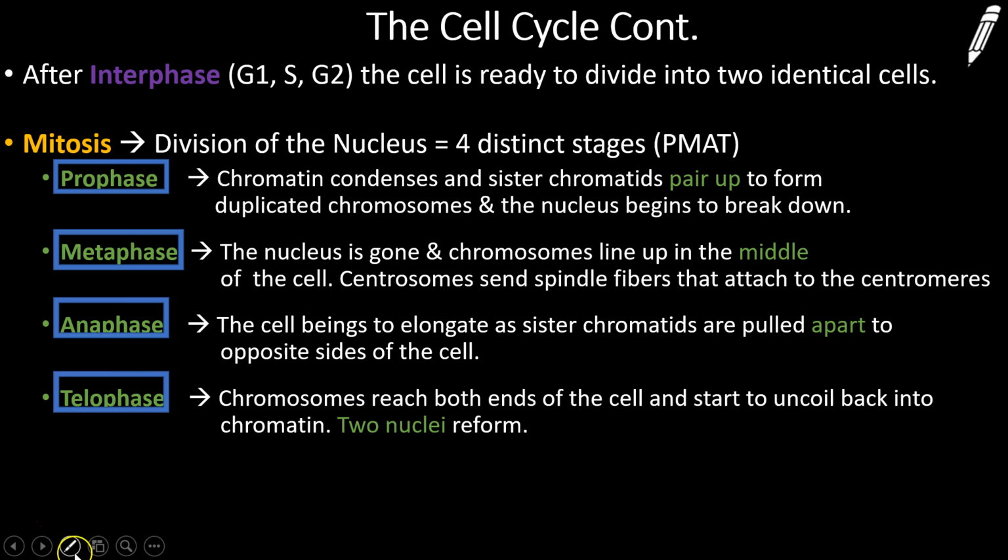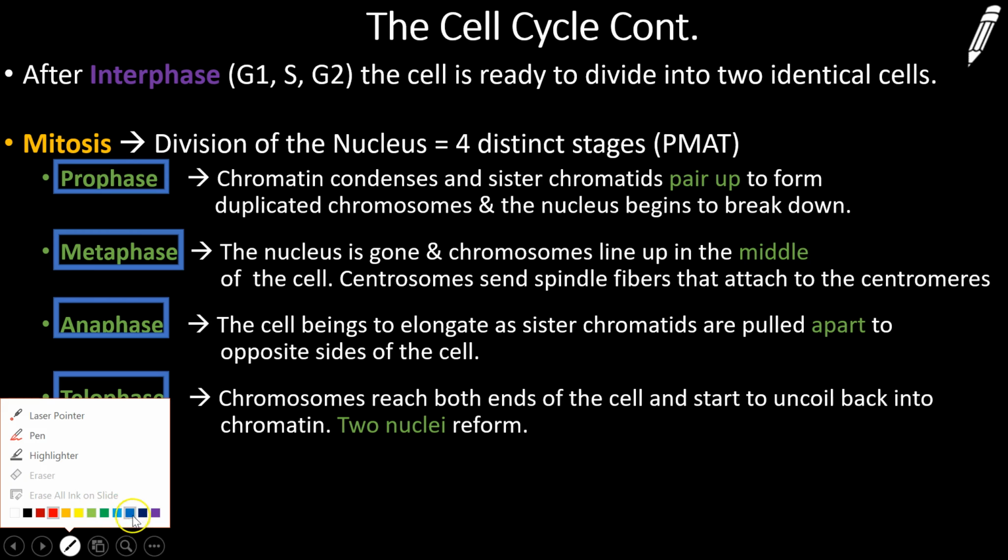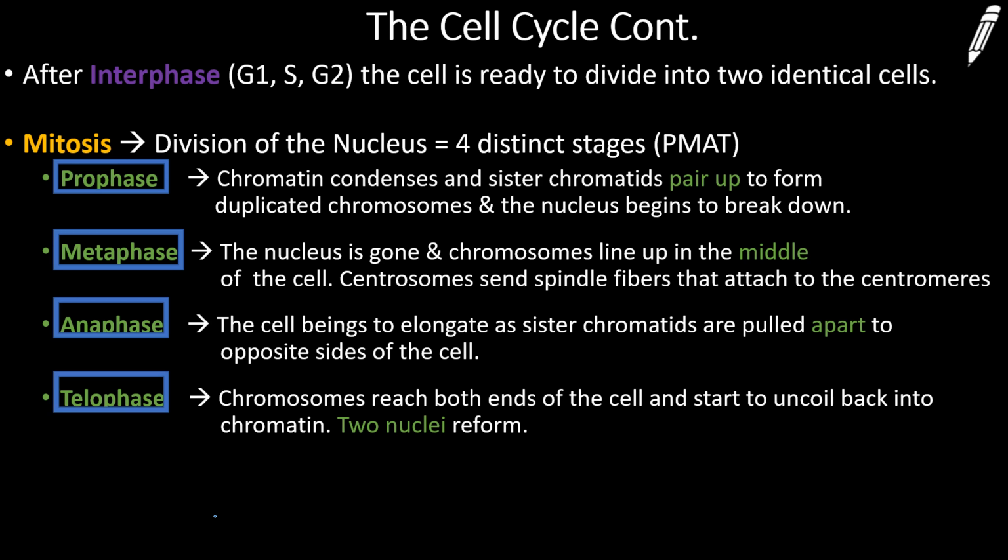Now, if you take a look at prophase and telophase, they are the exact opposite process. In prophase, the chromatin condenses to chromosomes. In telophase, the chromosomes go back to chromatin. In prophase, the nucleus breaks down. In telophase, the nuclei reform. So they're the exact opposite process.